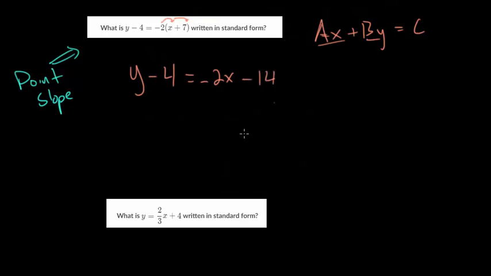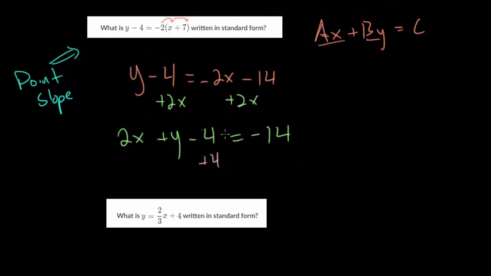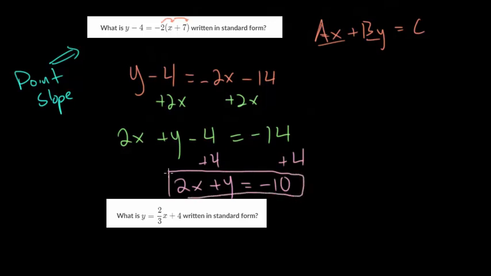And now we want to get the x's and y's on the same side. So from here, I'm going to add 2x to each side. So I get 2x plus y minus 4 is equal to minus 14. And lastly, I just want to get rid of this constant term so that the x's and y's are by themselves. So adding 4 to each side, I get 2x plus y equals negative 10. So this right here would be our final answer. This is the equation that we were given, written in standard form. And now on to this final example here.